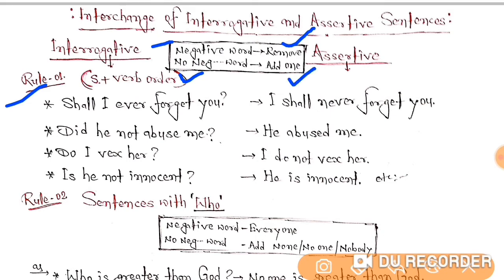Let's understand it with the help of some examples. Shall I ever forget you? I shall never forget you. I have done the subject and verb order here, right? Did he not abuse me? He abused me. One more thing you can consider here: the first sentence was positive, that's why I added a negative word, never. In the second sentence there is already "not," so I have removed "not" while changing it into an assertive sentence, right? Do I vex her? I do not vex her. Is he not innocent? He is innocent, right?